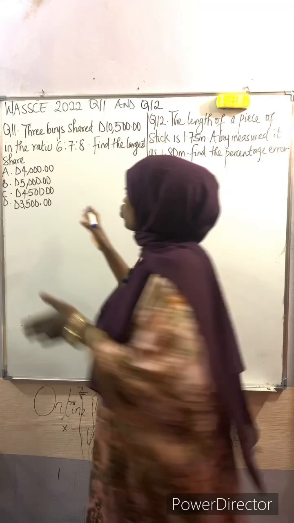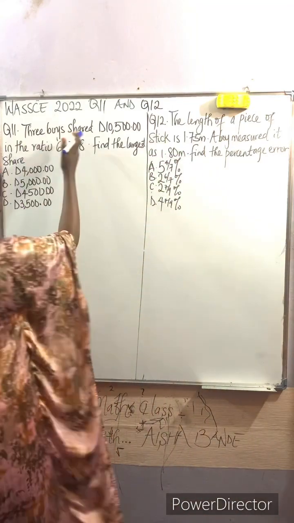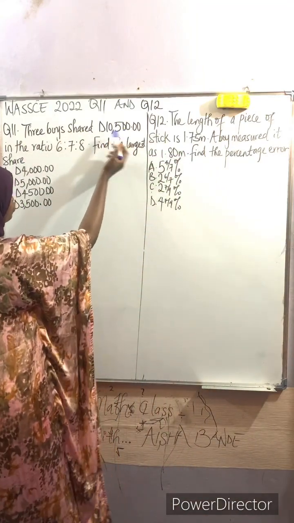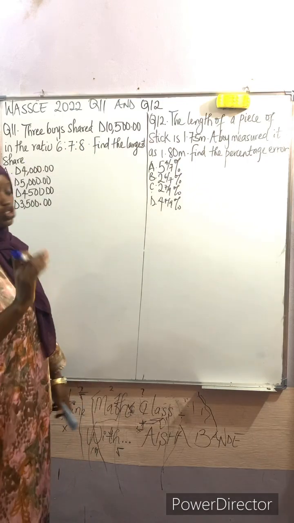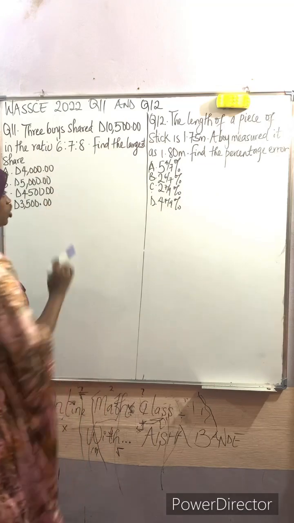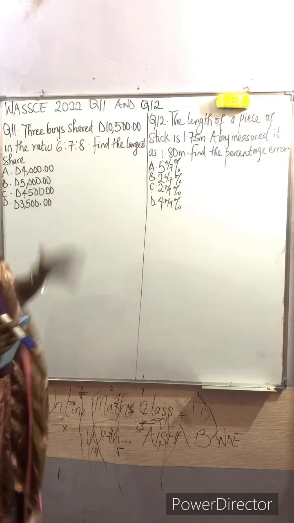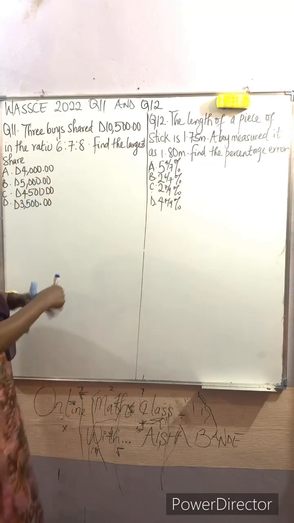So let's begin. Question 11 says, three boys shared $10,500 C in the ratio of 6:7:8. So we are asked to find the largest share. We have four options here. We have to solve and find which of these options is the correct answer.